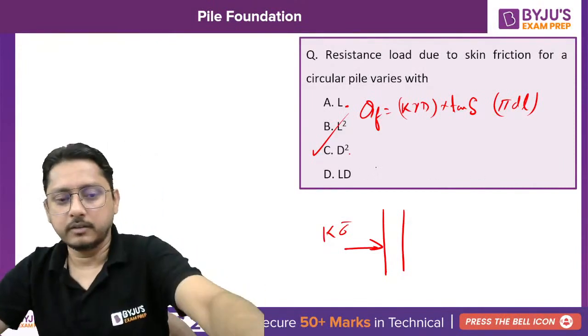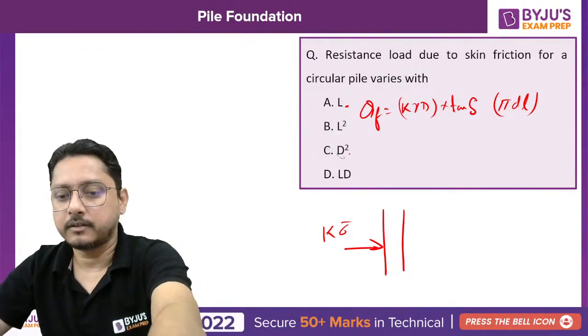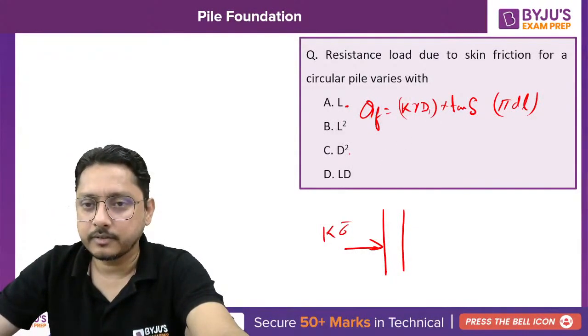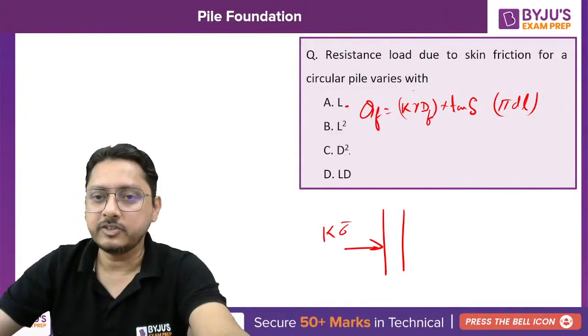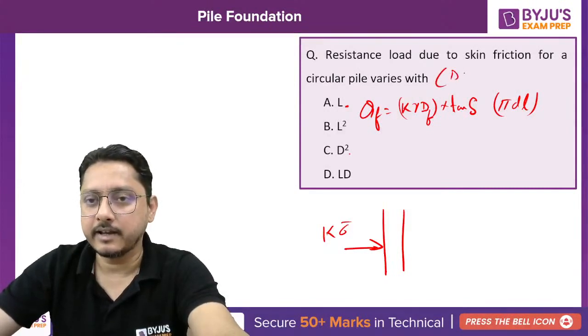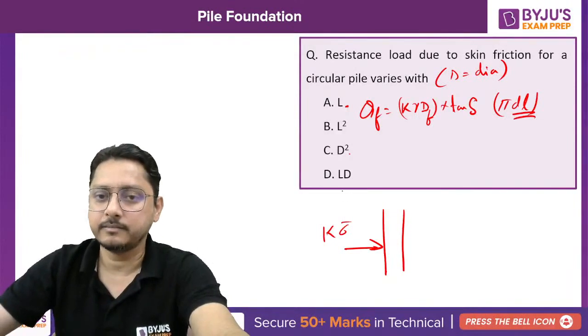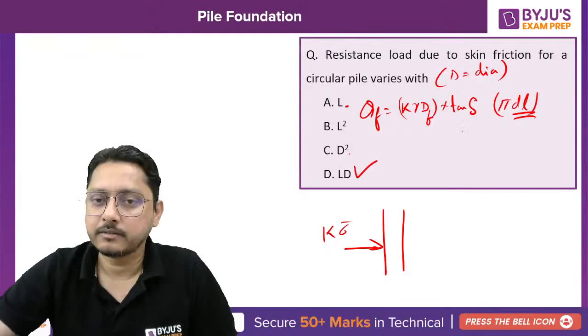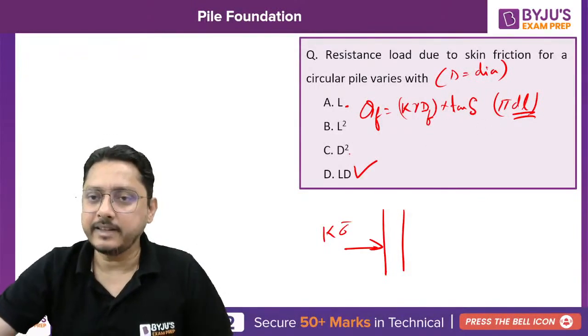Oh, sorry. I'm really sorry for that. I just forgot to mention, this is your depth. And this small d is your dia. If it is your dia, then it is varying with the LD. If I'm considering it dia, then it is varying with LD.